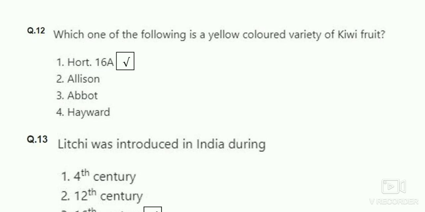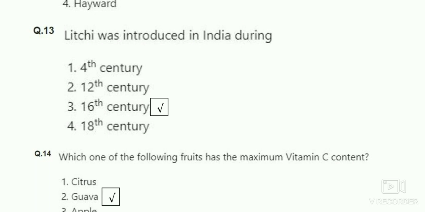Question number 13: lychee was introduced in India during. According to the options, these answers I ticked only through consulting the answer sheet. But friends, the right answer is the 17th century, which is not mentioned in the options. And according to the answer sheet, the right answer was the 16th century.